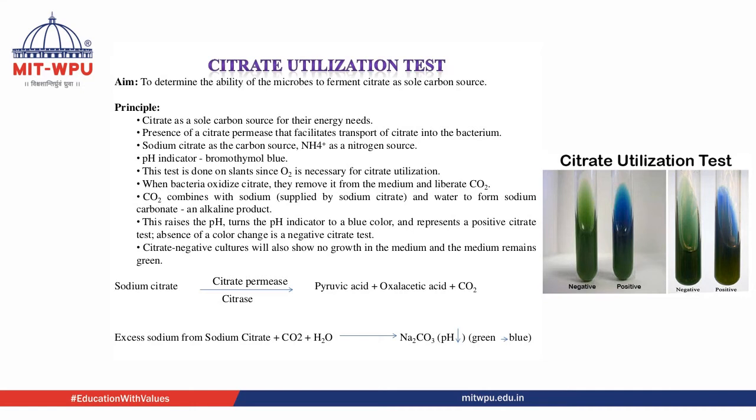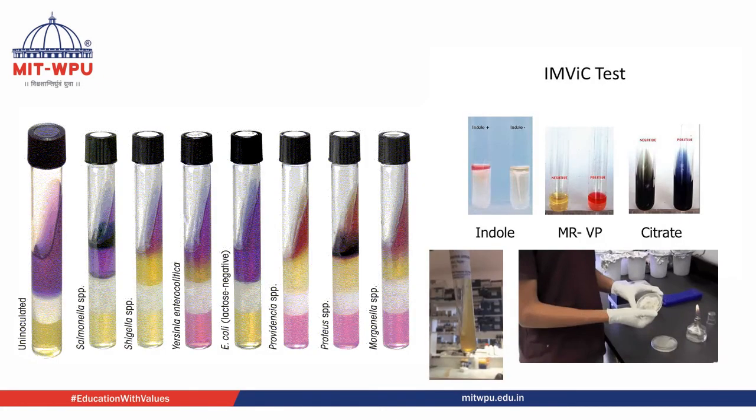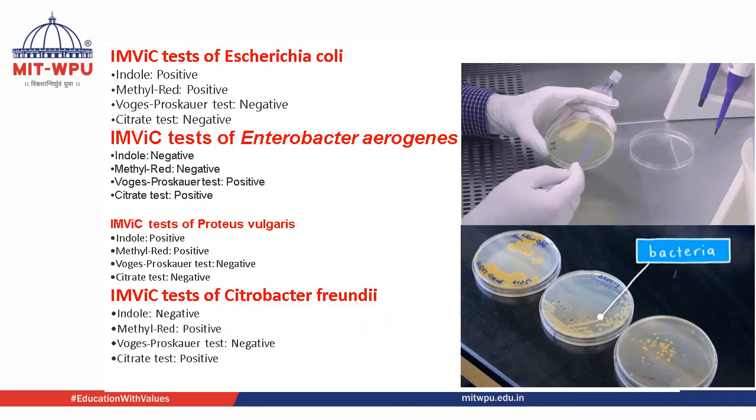If you see in this image, the positive test shows the blue color, while the negative test does not show any color change, it remains the same green color only. This is because of the reaction taking place here. If you see the reactions, the bacteria utilize the citrate permease enzymes and it converts citrate into pyruvic acid, oxaloacetic acid and carbon dioxide. This is the test we just talked about.